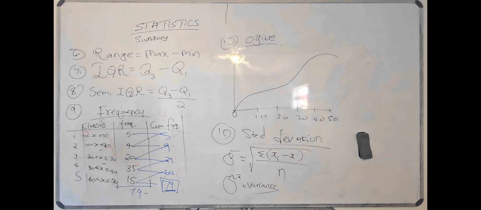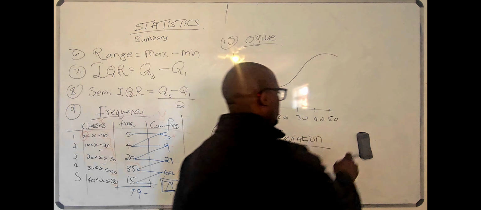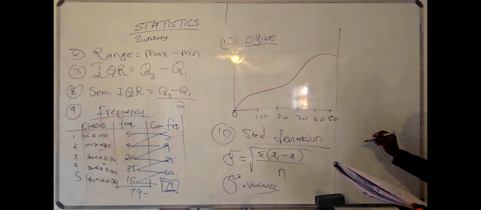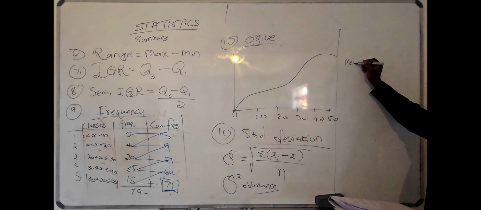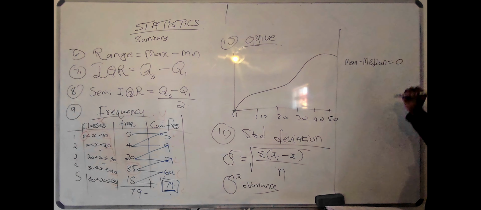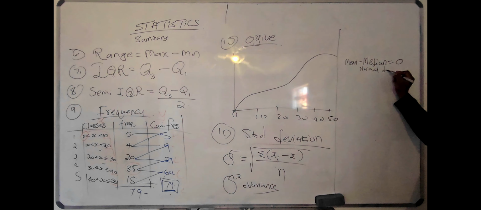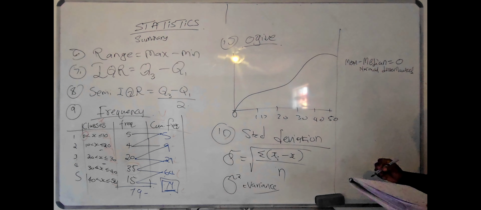Standard deviation, we're going to use a calculator, but we are going to explain what it means when we say 1 standard deviation away from the mean, 2 standard deviations away from the mean. We're going to explain that. Okay, please add this one. We said when mean minus median is equal to 0, the data is what? Normally distributed.